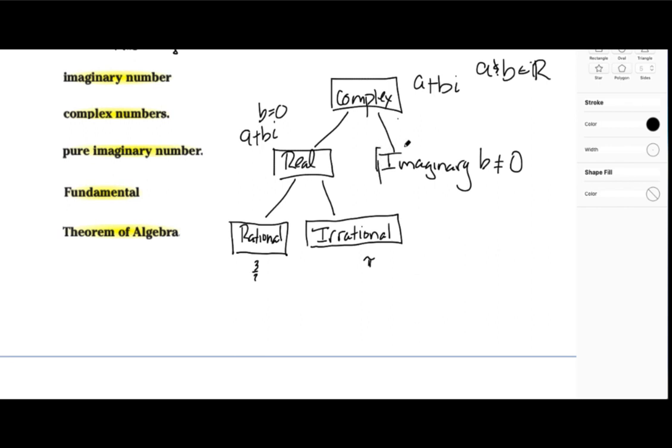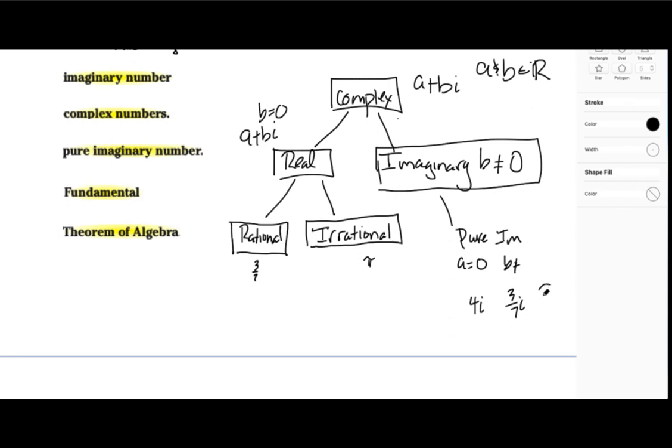What I also want you to keep in mind is that imaginary numbers can also be broken down into a category called pure imaginary numbers. Now, pure imaginary numbers are numbers where the a value of its complexness is equal to 0 and the b value is not. And therefore, you get numbers like 4i or 3/7 i or even pi i. So all of these are pure. Let's write that there, pure imaginary numbers. And this is the basic outlook of the family tree.